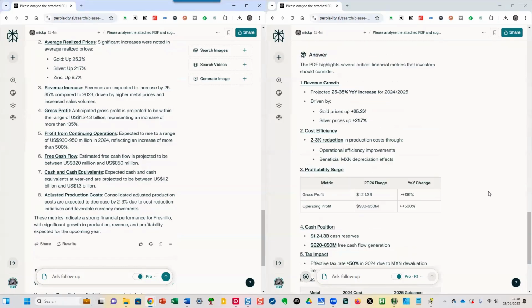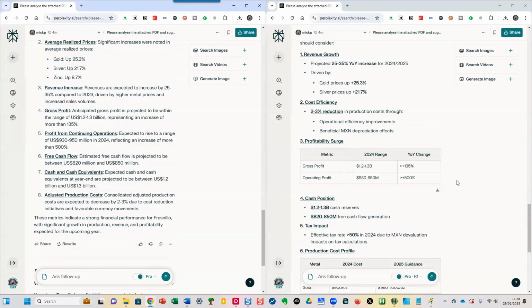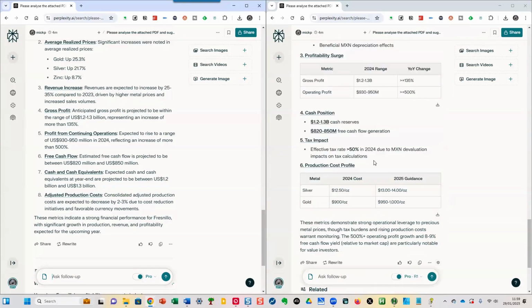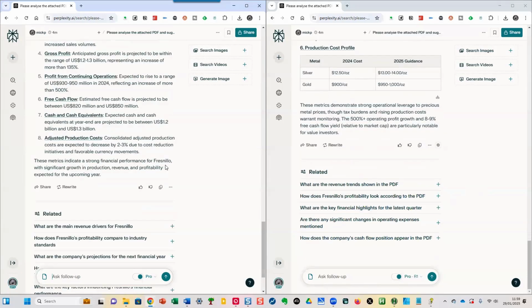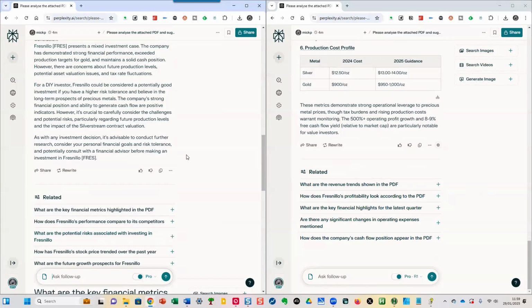It's now gone through projected increase, profitability surge, suggesting a 135% increase in gross profit, 500% increase in operating profit. Let's just see if that was reflected. Yeah, it is reflected on the left-hand side. I prefer the presentation on the right-hand side. It's easier to understand. Hidden in the text here, profit from continuing operations expected to rise to a range of 930 to 950. Same figures. Tax rate 50% in 2024 due to Mexican devaluation impacts on the tax calculations, and production cost profile, strong leverage to prices. It's just a slightly different format, both producing reasonable output.